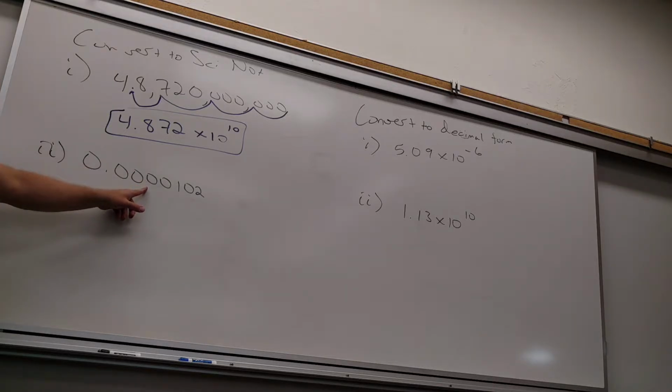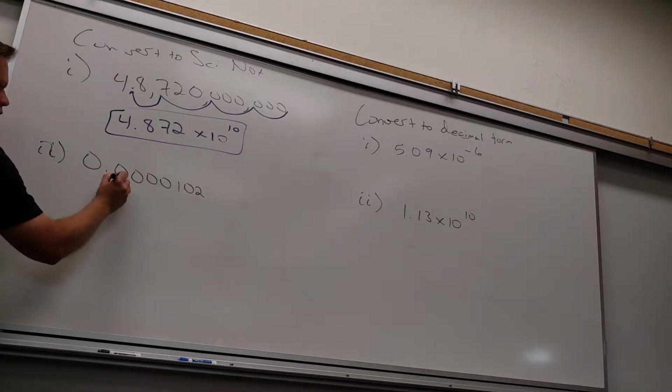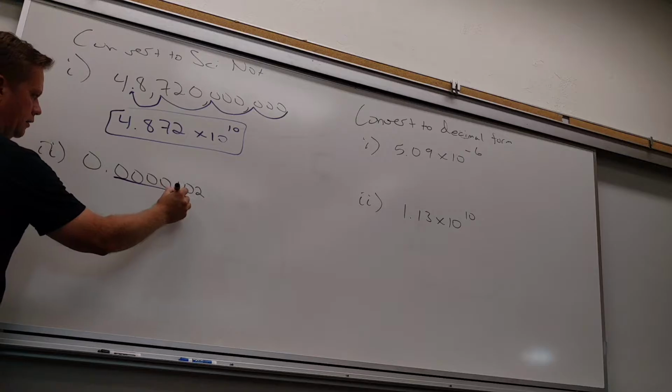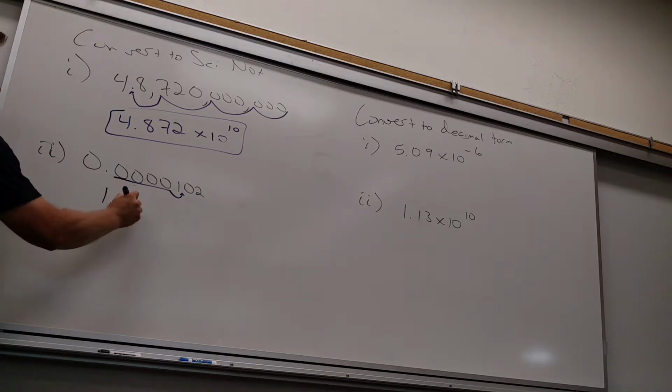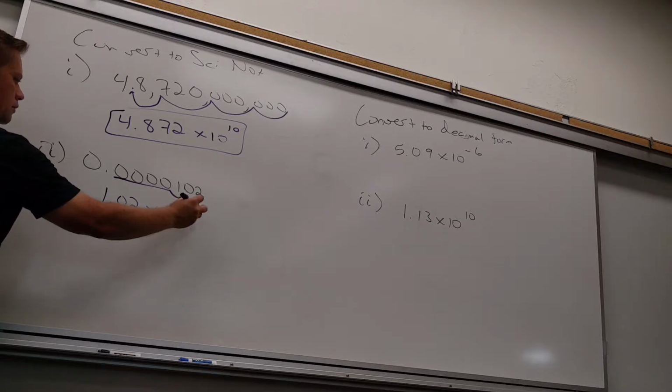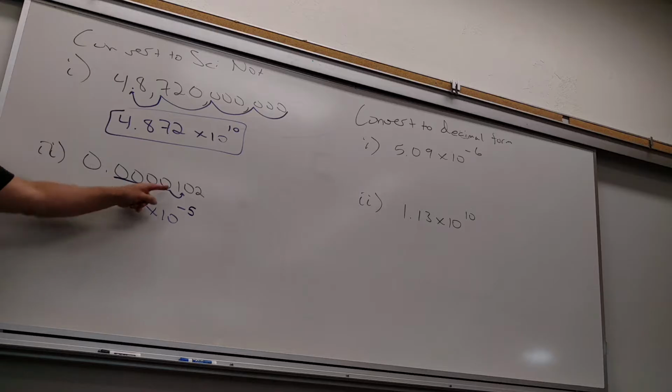What about this guy? It's definitely going to be a negative exponent. And you got to move. Now, here's a quick way to do it. How many zeros are there? Four. And then one more place, right? So it'll be 1.02 times 10 to the negative 5. I like it. Had to go around four zeros and then one number.